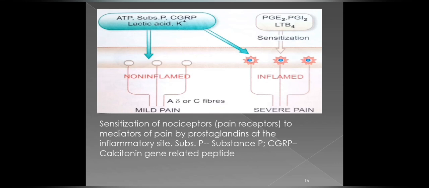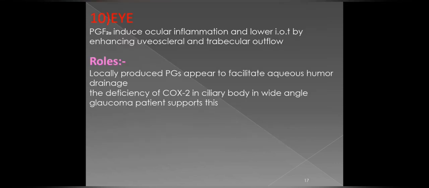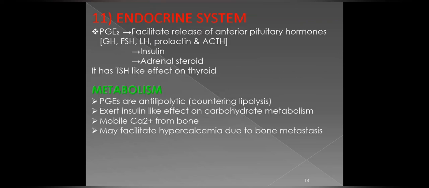Next is their action on eye. Prostaglandin F2 alpha will induce ocular inflammation and can lower the intraocular tension by enhancing uveoscleral and trabecular outflow. Roles: locally produced prostaglandin seems to facilitate the aqueous humor drainage. Deficiency of COX-2 in the ciliary body in wide-angle glaucoma patients supports this.